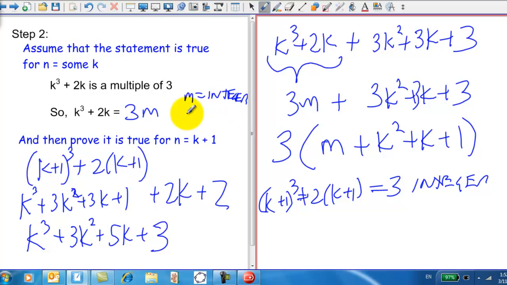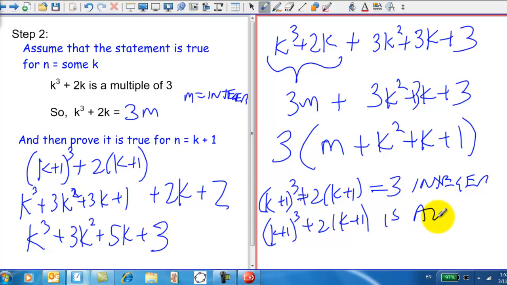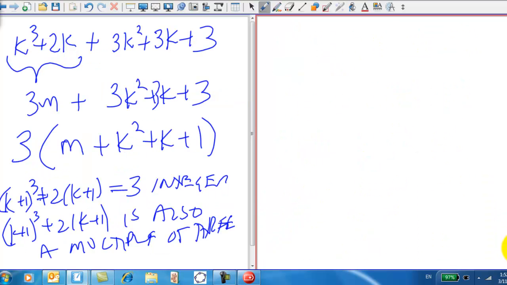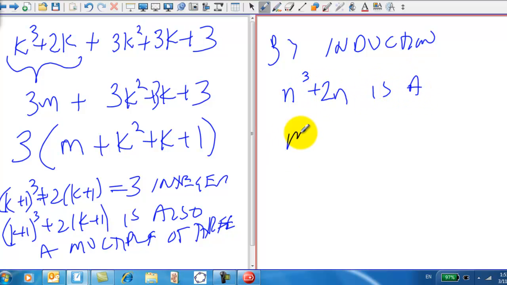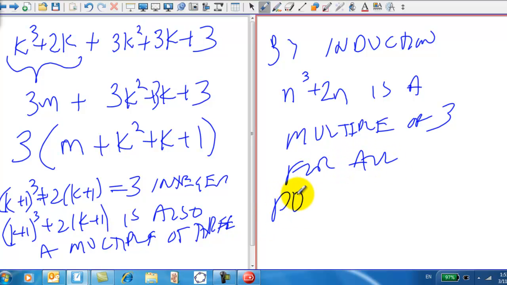Because we said m was an integer and k is an integer. So if we take integers and square them and add them up, we're still going to have an integer. And we've shown that this is a multiple of 3 now. So k plus 1 cubed plus 2 times k plus 1 is also a multiple of 3. So by induction then, n cubed plus 2n is a multiple of 3 for all positive integers n.